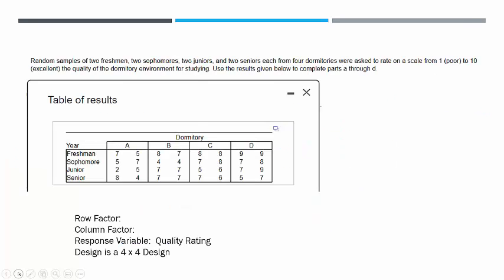so take a minute, pause the video, which it'll be paused for you, and answer the following question. Based on this example here, what is the row factor? This is a 4x4 design. Quality rating is the response variable. You have 2 factors. Which one is the row factor?